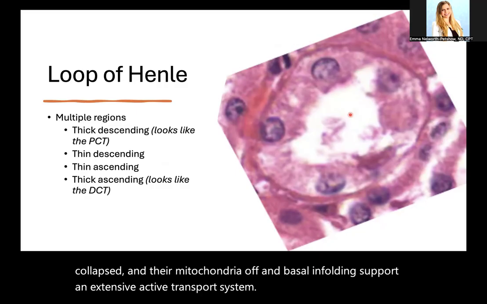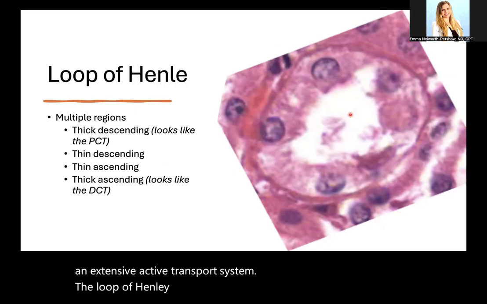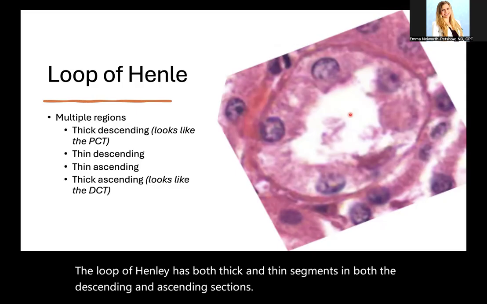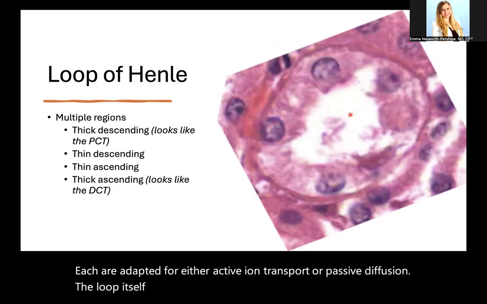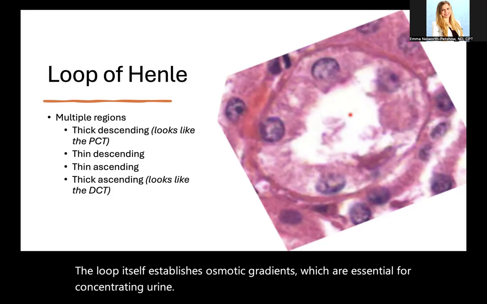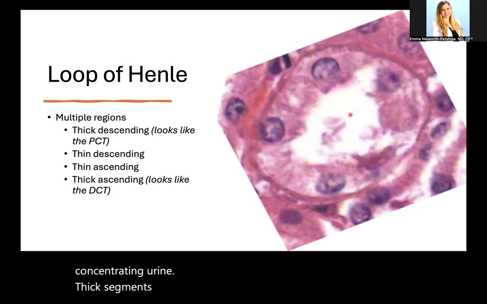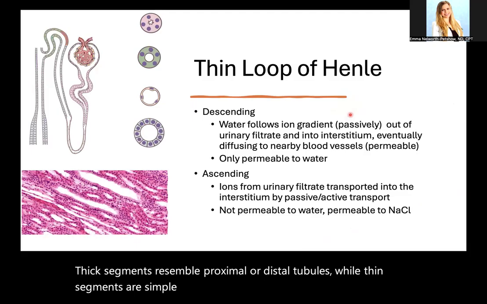The loop of Henle has both thick and thin segments in both the descending and ascending sections. Each is adapted for either active ion transport or passive diffusion. The loop itself establishes osmotic gradients, which are essential for concentrating urine. Thick segments resemble proximal or distal tubules, while thin segments are simple squamous epithelia.